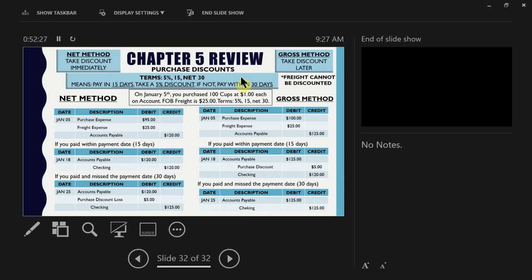So here's a perfect example of making the purchase in the first place. One of them is recognizing the discount immediately and then paying for it. But if you missed it, then you have to record the discount loss. The other side, the gross method, recognizes that you made the purchase of inventory. And when you pay for it and you made it within the discount period, you take the purchase discount. And if you miss it, then that's fine. You just pay for what you originally set out to owe.